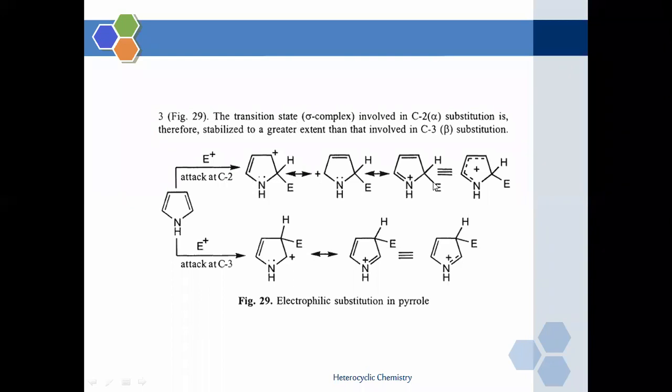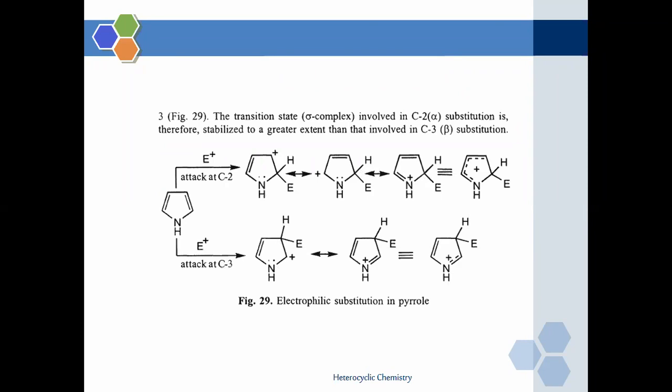If the substitution is happening at the second position, the structure will give more number of resonance structures, more number of transition states will be formed. And if the substitution happens at the second position of the pyrrole molecule, it is more stable as compared to the substitution happening at the third position.